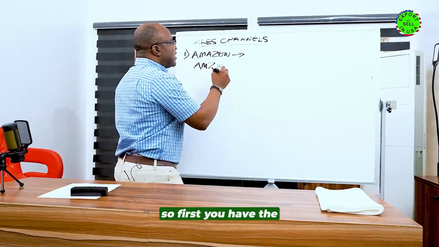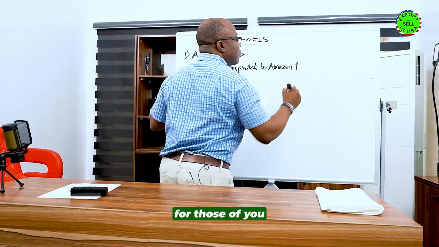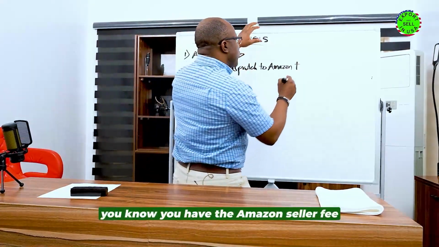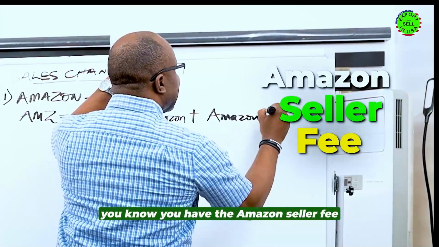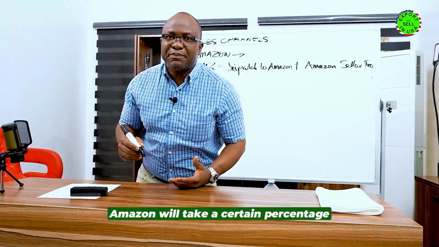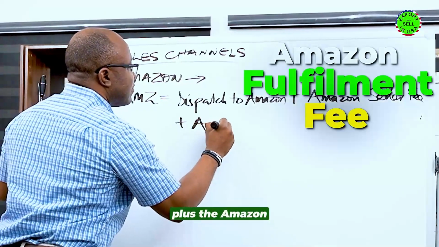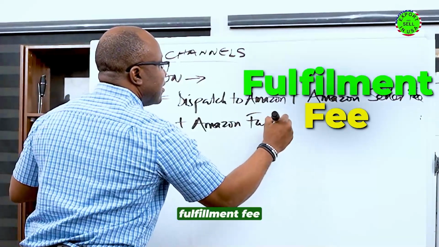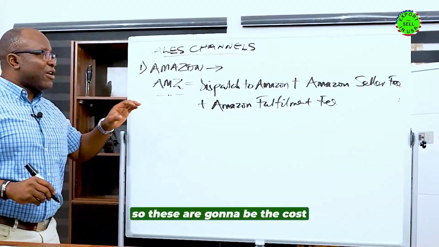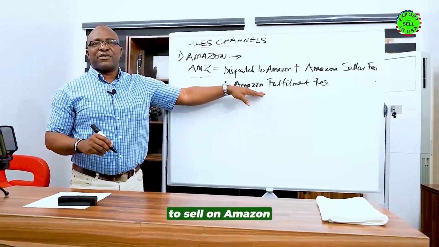So first, you have the dispatch to Amazon. Then, for those of you who have been following me who are selling on Amazon, you know you have the Amazon seller fee. Out of every product you sell, Amazon will take a certain percentage. That's the Amazon seller fee. Then plus the Amazon fulfillment fee. And this will give you your AMZ. So these are the costs of selling on Amazon.